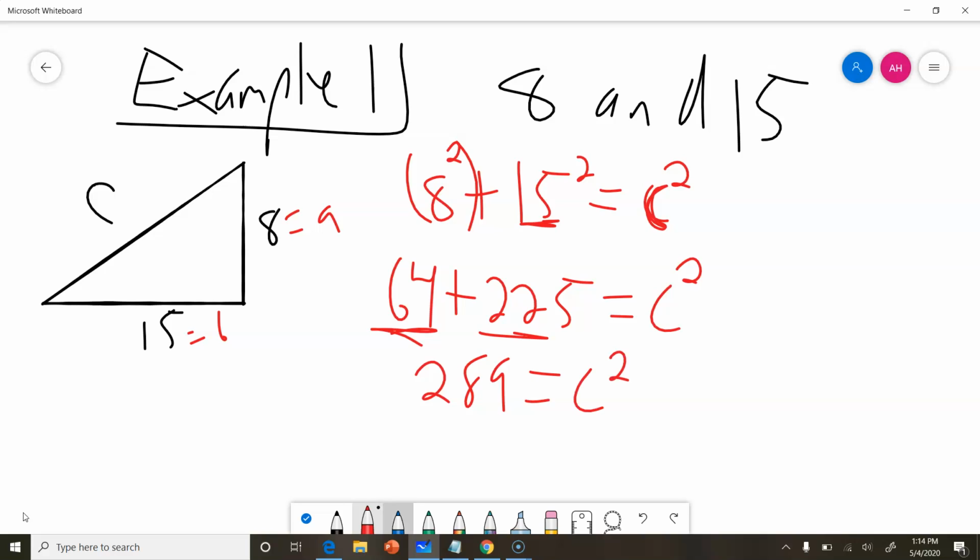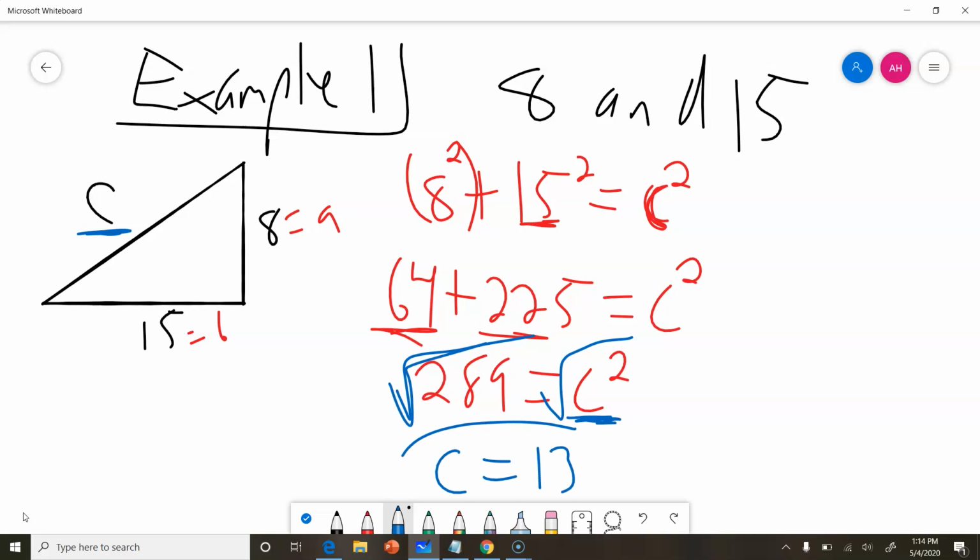Now, this is where we use what we just learned in our radicals. We don't want to know what C squared is. We want to know what C is, what the actual length on the drawing is. So we take the square root to get it to just be C, and the square root of C squared is C. What's the square root of 289? Punch that in your calculator and you get 17. Sorry, I don't know why I wrote 13. You get 17. So now we know that C over here is 17 by using our Pythagorean theorem.